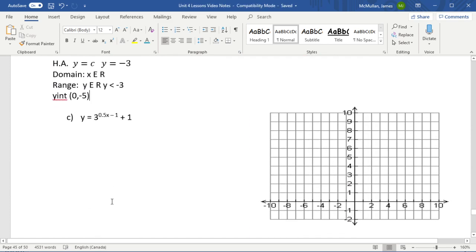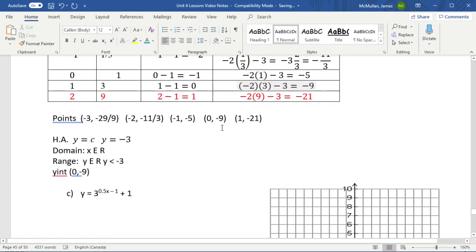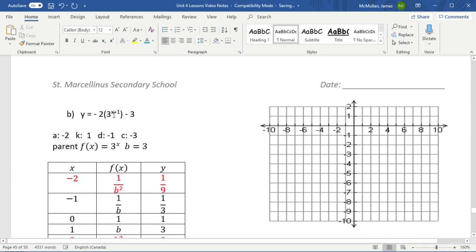Sorry, 0 and negative 9. I was looking at the wrong thing. Negative 9. Okay, so let's draw the equation now and see if it goes through all our points.